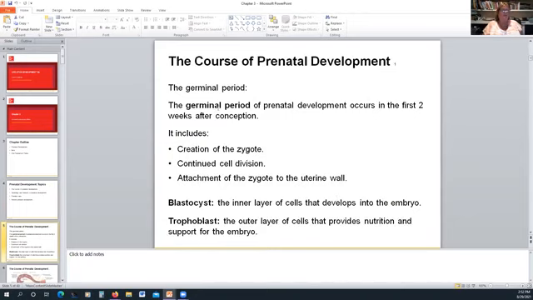Couple of things to keep straight here. When we are talking about the course of prenatal development, we are talking about 3 periods: the germinal period, which is prenatal development that occurs in the first 2 weeks after conception. It's the development of what soon will be a baby, 2 weeks after conception, in the germinal period. Okay.